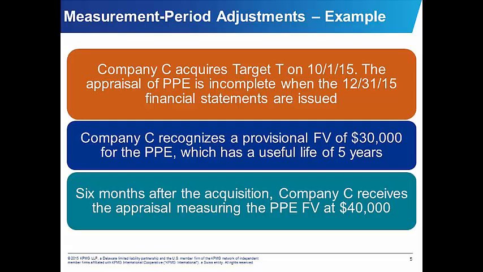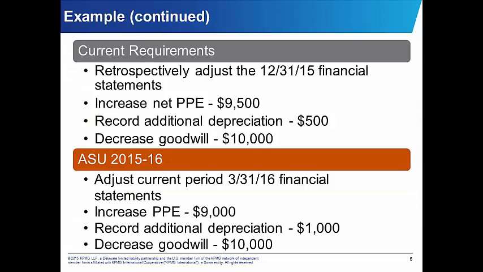So Casey, given that fact pattern, what is the difference in the company early adopting the new ASU and accounting for it under the current requirements? So now that Company C has received the appraisal and it's near the end of March, under current guidance, they would go back and retrospectively adjust the December 31st financial statements.